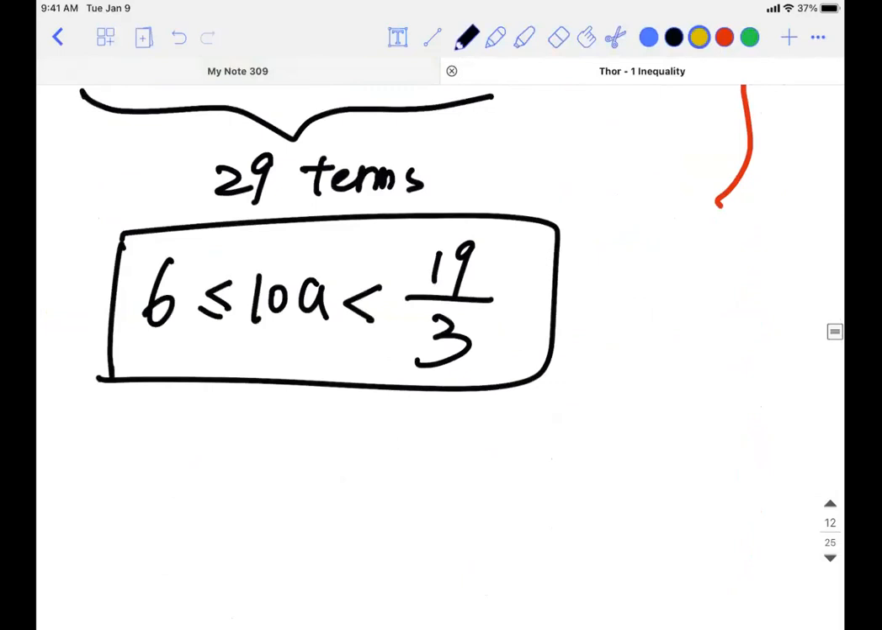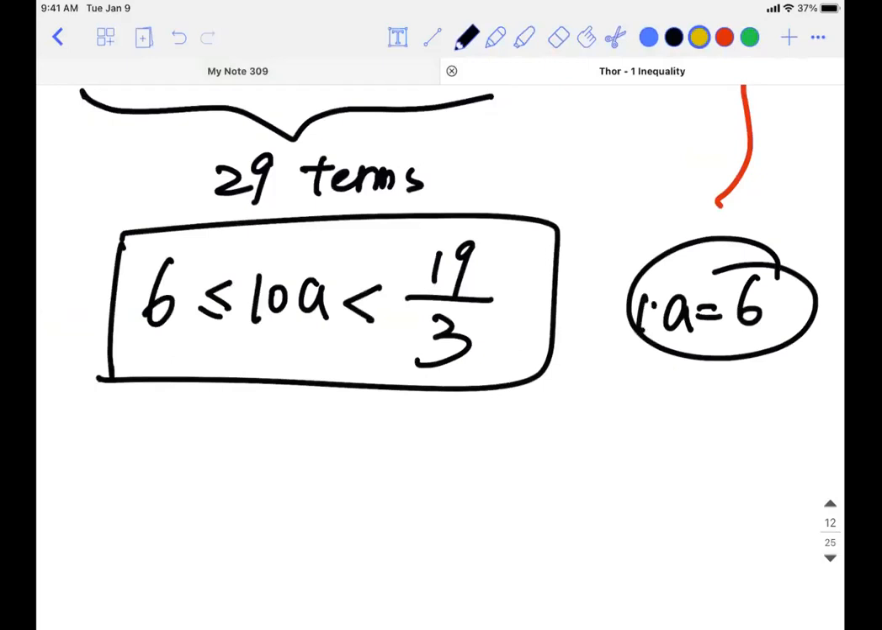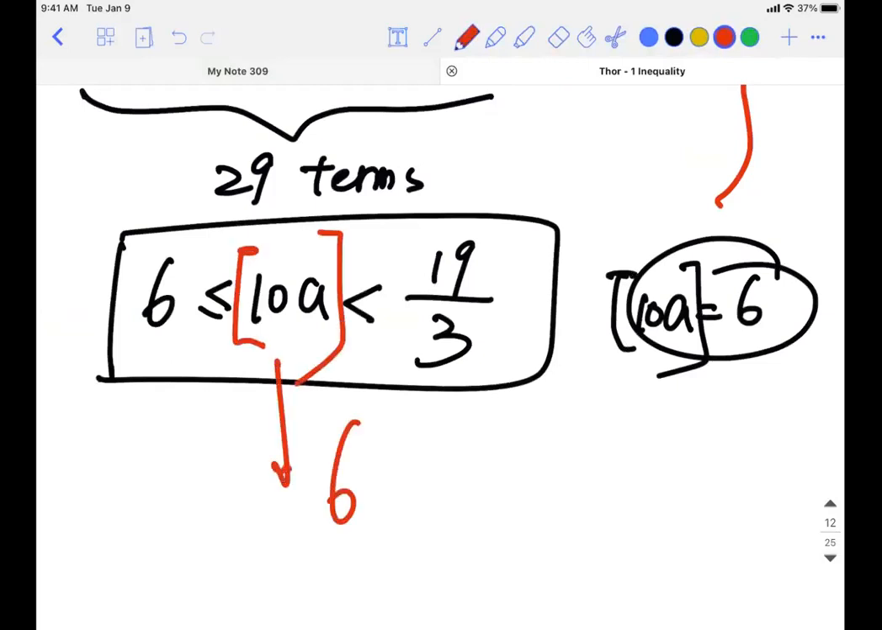And there's only one integer within this range. 10A is actually equal to 6. The question asks you, what is the Gauss of this? This one goes to 6. You see, the entire thinking process is fairly understandable, right?